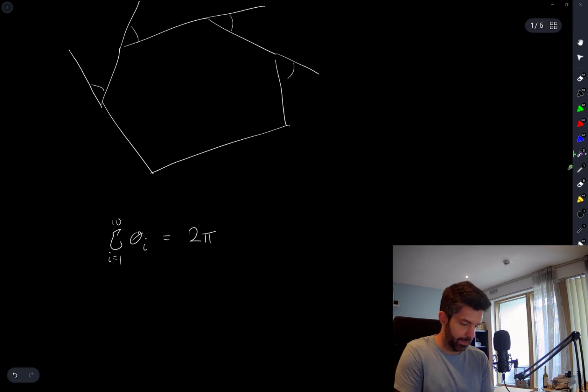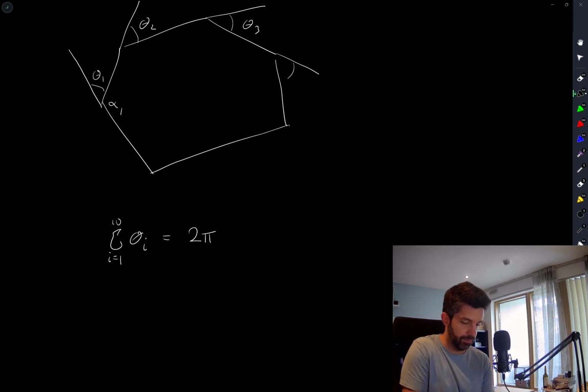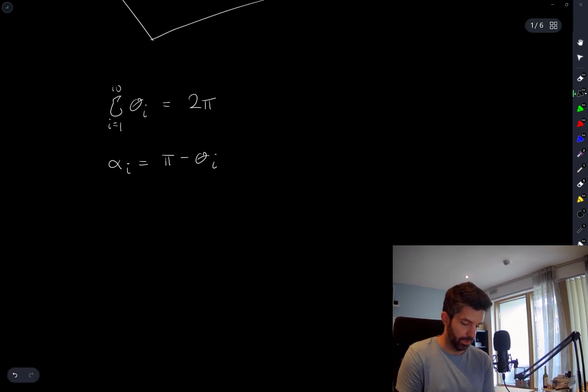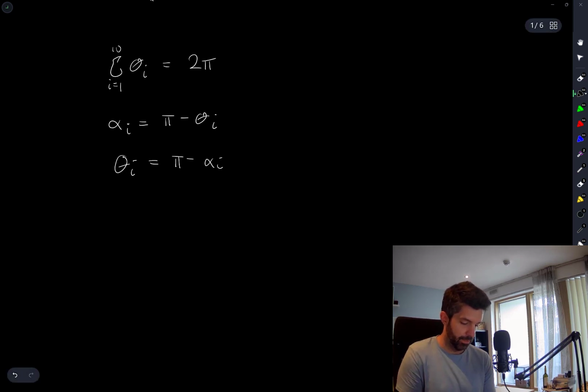And of course, these are the exterior angles. Those are the things that I'm calling theta: theta 1, theta 2, theta 3. And if I call the interior ones alpha 1, alpha 2, alpha 3, and so on, then alpha i is equal to pi minus theta i, or in other words, theta i is equal to pi minus alpha i. So the sum, i goes from 1 to 10, of pi minus alpha i is equal to 2 pi.